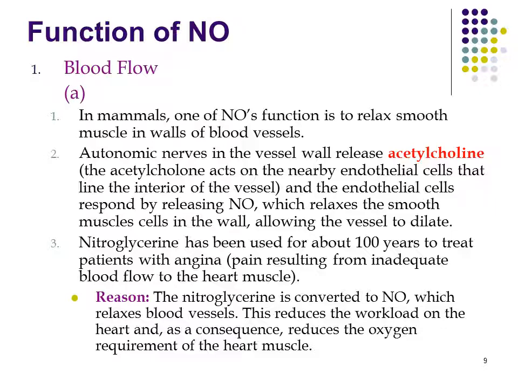Nitroglycerin has been used for about 100 years to treat patients with angina, pain resulting from inadequate blood flow to the heart muscles. The reason is nitroglycerin is converted to nitric oxide, which relaxes blood vessels. This reduces the workload on the heart and as a consequence reduces the oxygen requirement of the heart.